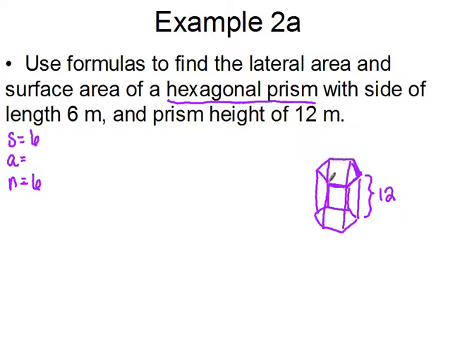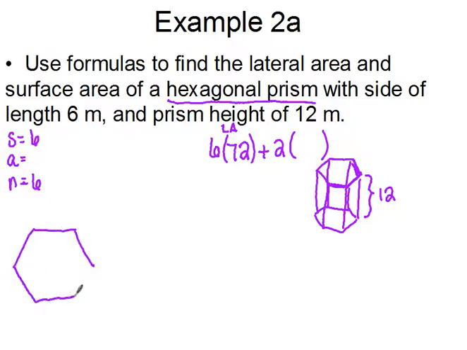So we need to add up all of these rectangles. And what do you know about all of these rectangles? Well, you know that all of the sides of the hexagon are the same. Therefore, all of the rectangles around the outside of the prism are the same. So we've got 6 rectangles that are 6 by 12. So 6 rectangles that are 72. This is your lateral area. All of the rectangles added up together. Plus 2 of the hexagons. Now hexagons are a little different story.